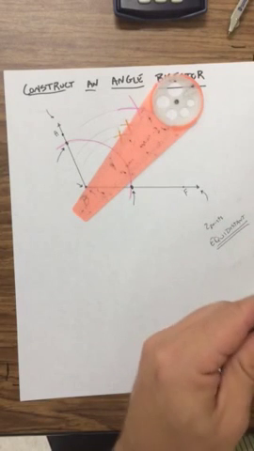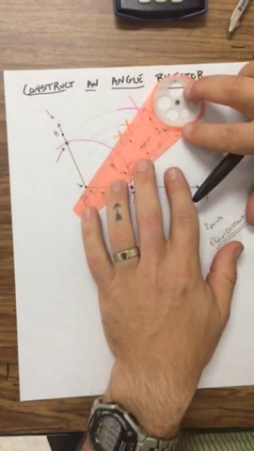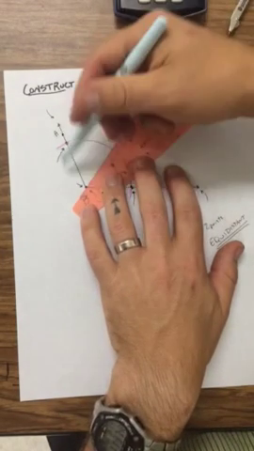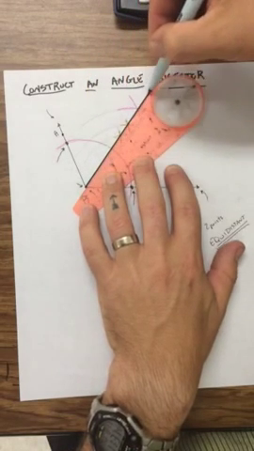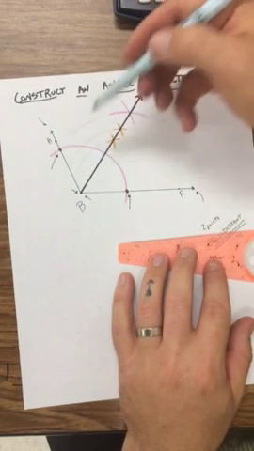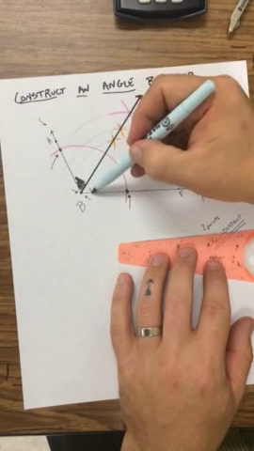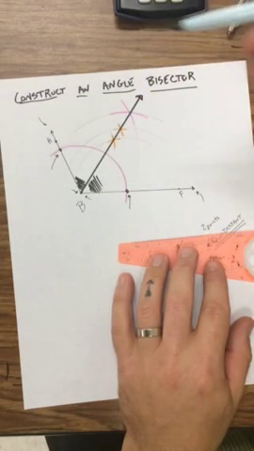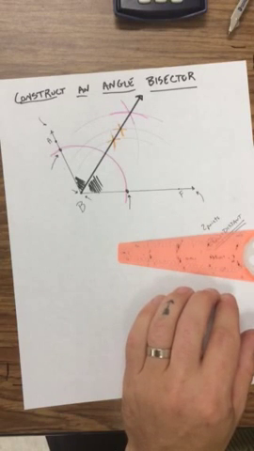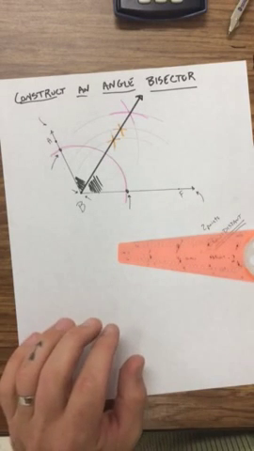And guess what is special about that ray right there? That is correct. It is considered the angle bisector. This part right here is exactly the same measurement as this angle right there. And that is how you construct an angle bisector.